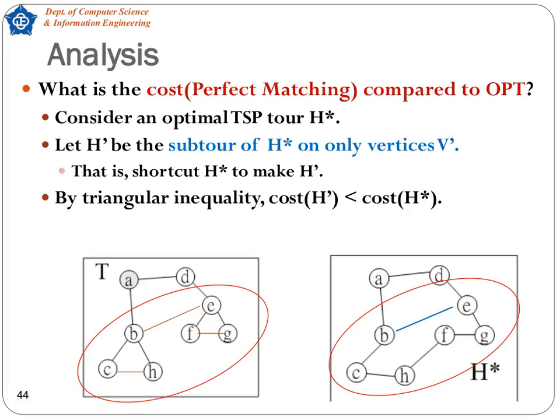To see this, we start with H_OPT, the optimal TSP tour on all vertices, and isolate V, the set of odd degree vertices. By shortcutting, skipping over every other point, we obtain a subtour H' that visits only V. Thanks to the triangle inequality, each shortcut can only shorten or preserve distance, so cost H' is at most cost H_OPT. In the left diagram, you see the odd degree vertices highlighted. On the right, those detours are replaced by direct edges, illustrating that the subtour, and hence our matching, never costs more than the optimum tour.